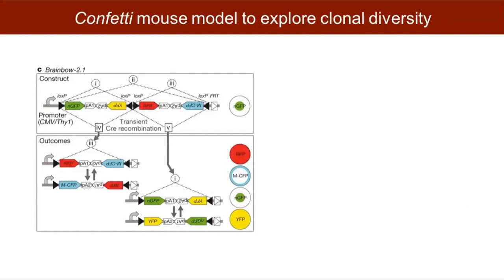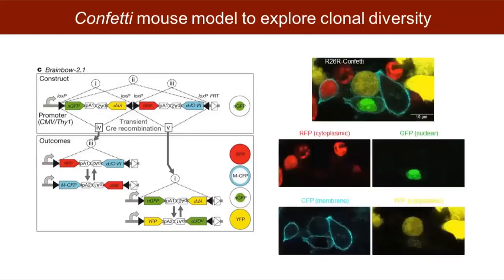This model allows a way to label and distinguish individual cells with 4 possible outcomes after Cre recombination: nuclear localized GFP, membrane targeted CFP, cytoplasmic RFP, or cytoplasmic YFP. And in homozygosis, we have 10 possible combinations. So when crossed to Sigma-1 Cre, we can label individual germinal center B cell clones.